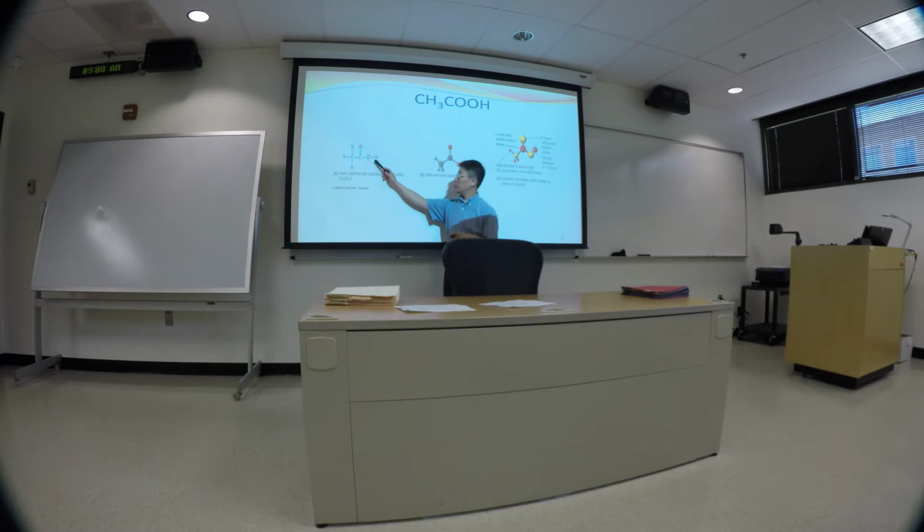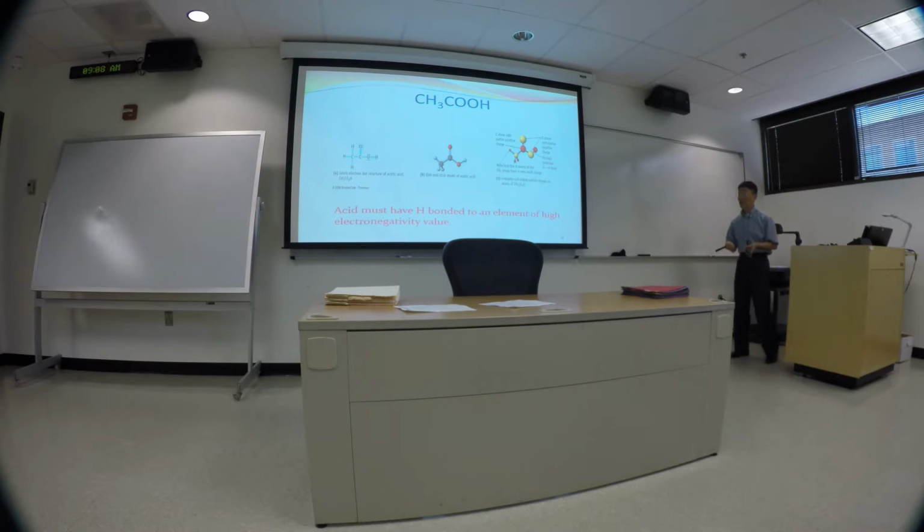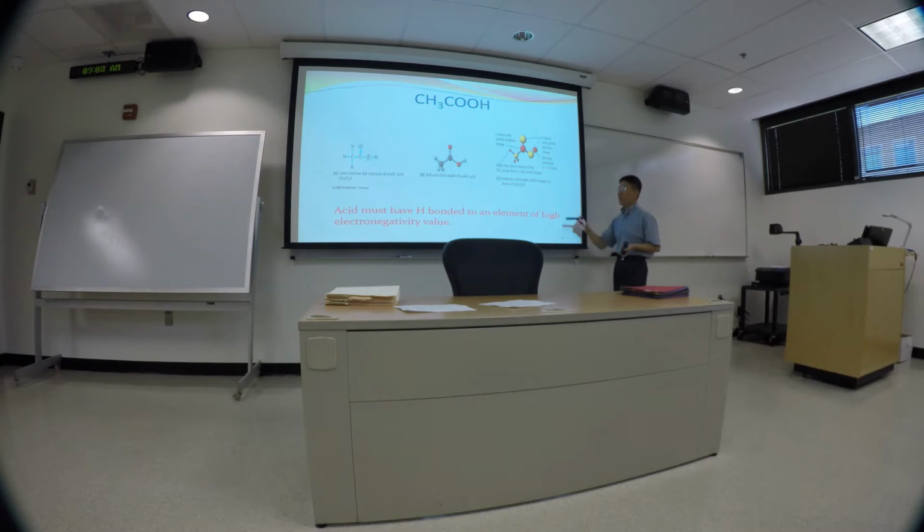Now, this hydrogen is attached to the oxygen. This hydrogen is responsible for the acidity, or the acid property, of the acetic acid there. So in this case, an acid, put it in red, you have to remember this. An acid must have a hydrogen bonded to an element of high electronegativity value. Okay, so when you have 2 different types of elements in there, and with a hydrogen, which one is the hydrogen going to attach to?